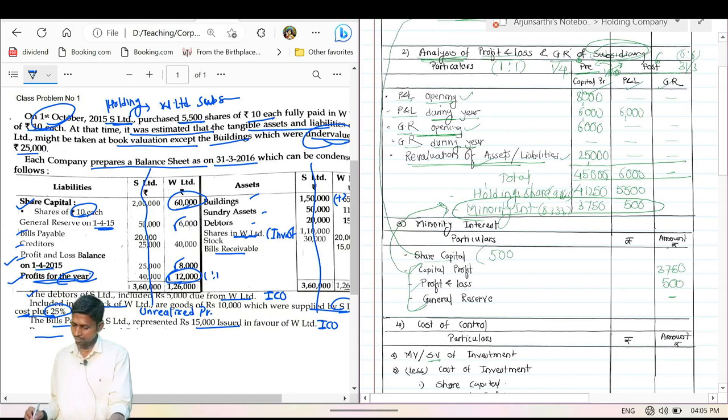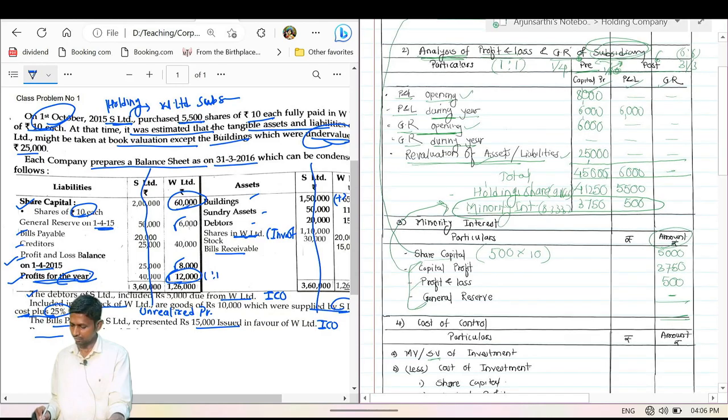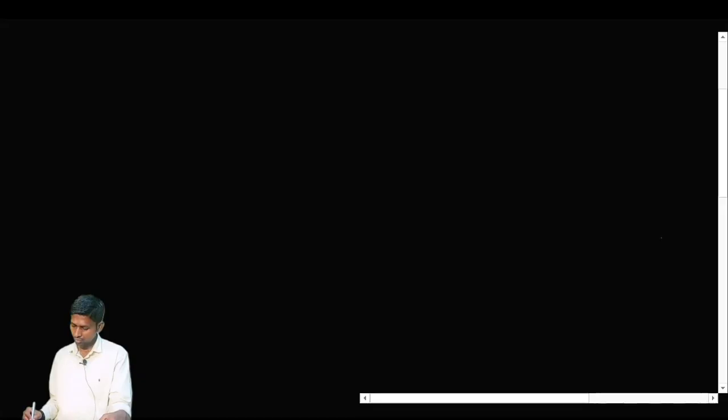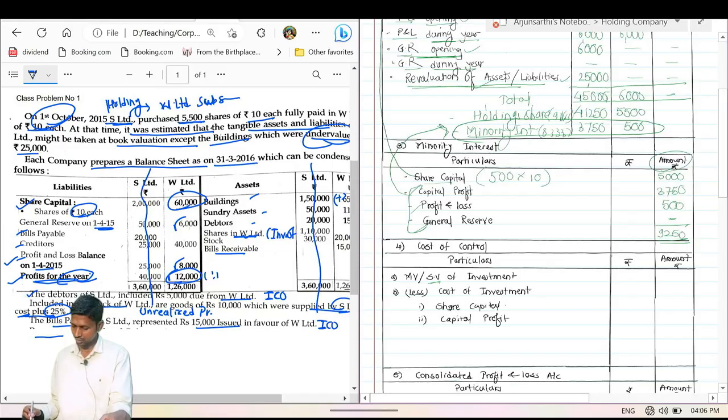This line 500, but 500 in number form. We cannot write number in amount column. Therefore, convert 500 into amount. Now, 10 each into 10. 500 into 10, 5000. Like this, you will get the total amount. 5000 plus 3750 plus 500. 9250 you will get. Correct.